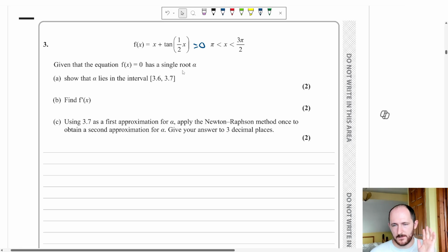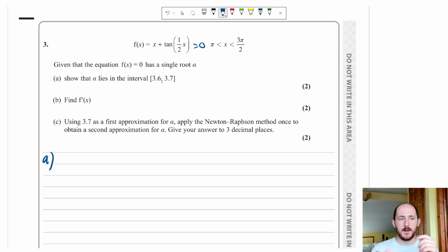Now, all we need to do, fairly simple, you get 2 marks for this. Now bear in mind, when you get 2 marks, you do have to give a conclusion. Just subbing in the values does not give you both marks, it gives you 1. We're going to sub in f of 3.6, and we're going to sub in f of 3.7, and see what we get. Now, where were the mistakes in this case?